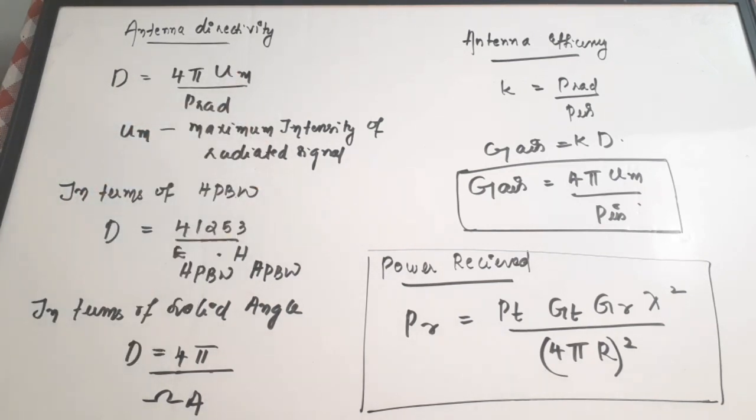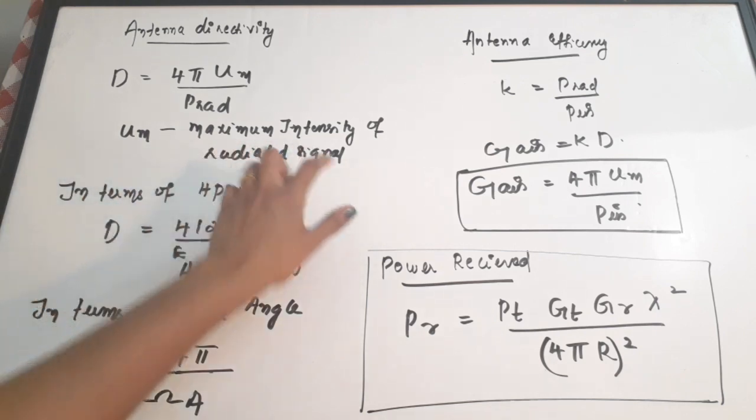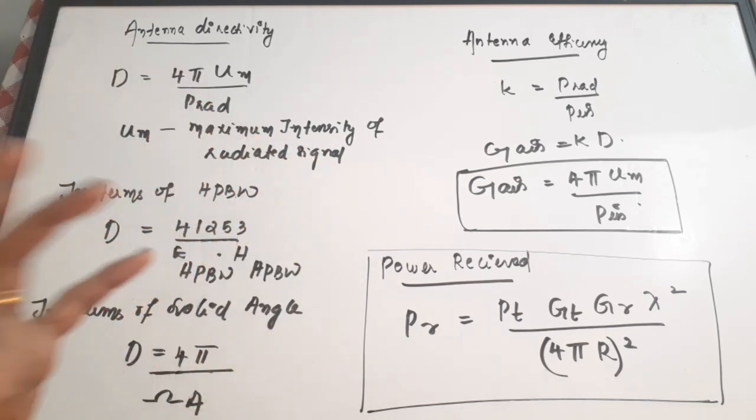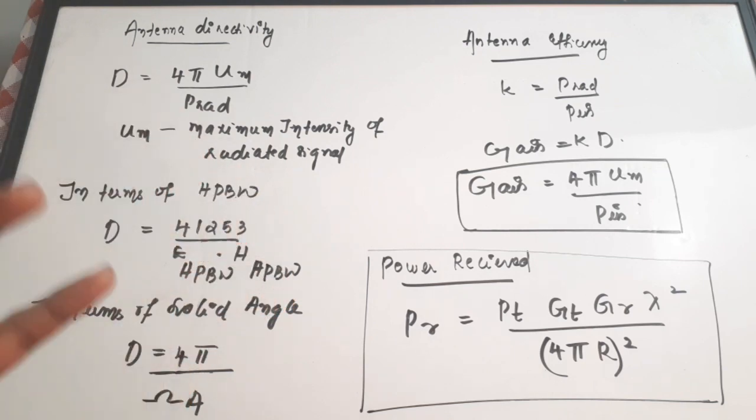Now what is Um? I have written it here. Um is the maximum intensity of the radiated signal. So that is the amount of signal it can concentrate in a particular direction. That is the antenna directivity. So it is 4 pi Um by P radiated.